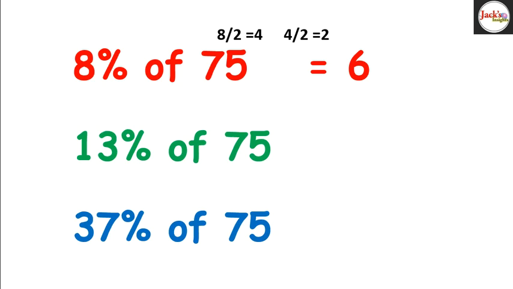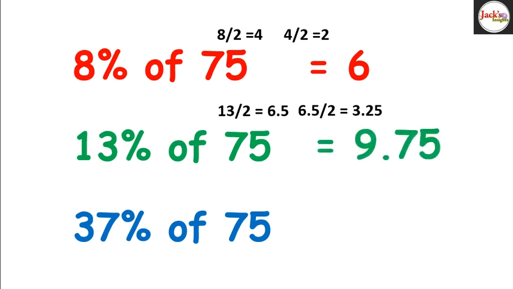13% of 75. What is half of 13? That is 6.5. And what is half of 6.5? That is 3.25. Now add 6.5 and 3.25. You will get 9.75. Therefore, 13% of 75 is 9.75.